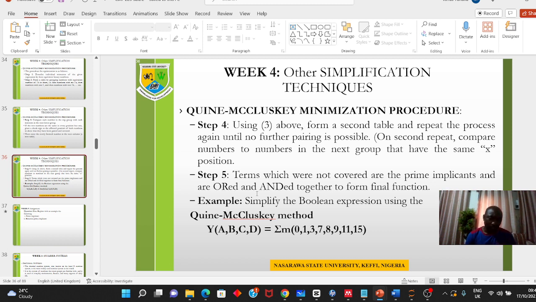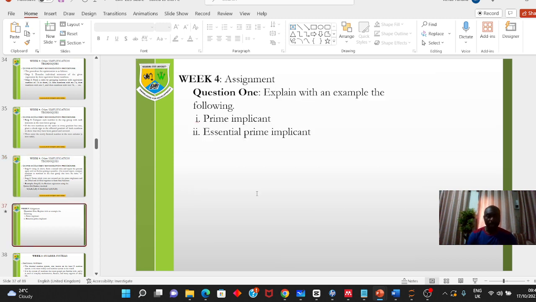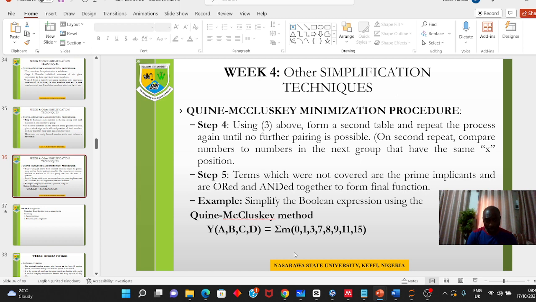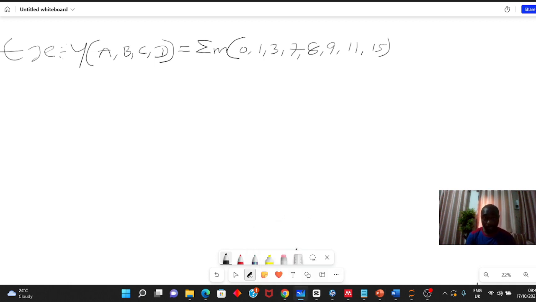Let's see an example. For instance, simplify the Boolean expression using the Quine-McCluskey method. Y of A, B, C, D is equal to the summation of the minterms 0, 1, 3, 7, 8, 9, 11, and 15. So let's see how this can be solved, in this case using the Quine-McCluskey minimization technique, right?